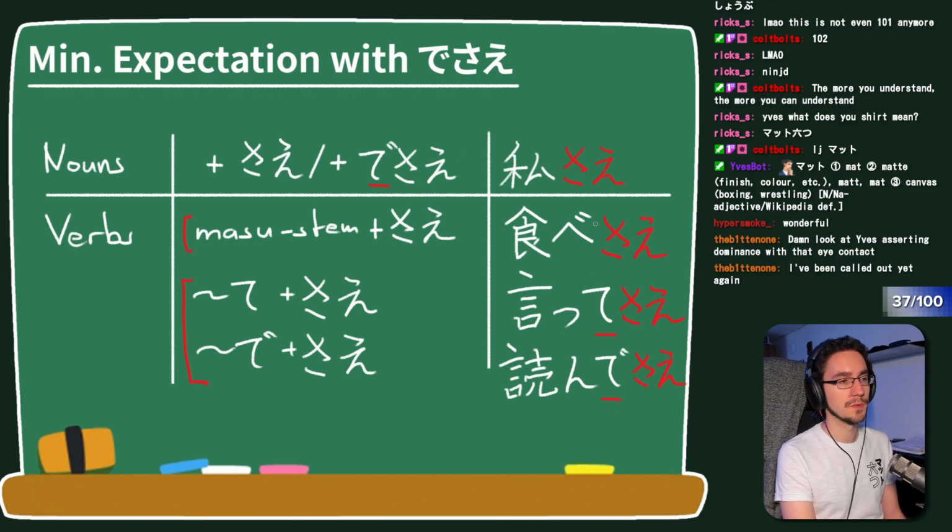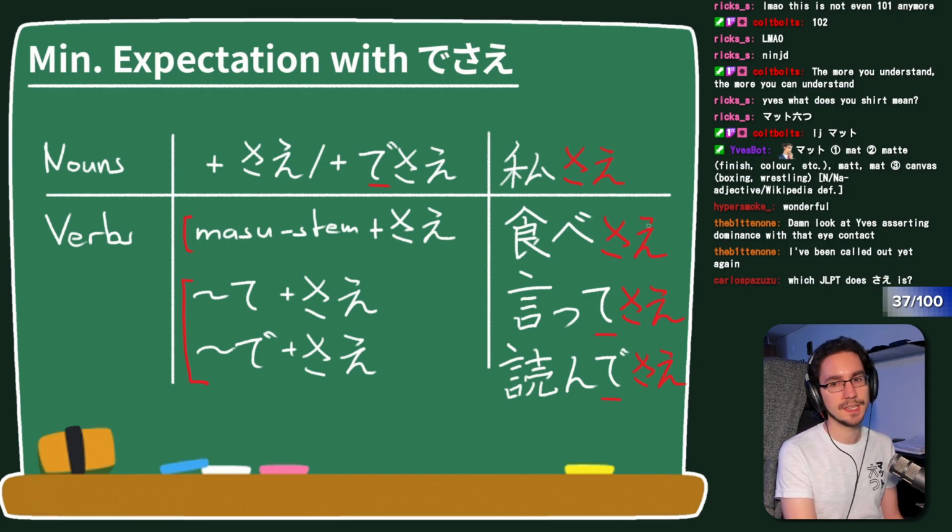And then ichidan verbs, of course, also would just conjugate to tabete sae. That would be okay as well. Which JLPT level sae is, I have no idea. I can tell you though that it's fairly common, so you will see it all over the place. You will see it in pretty easy sentences as well.